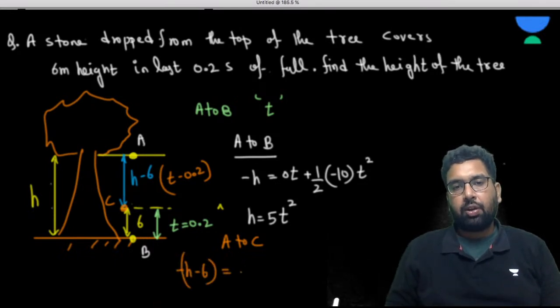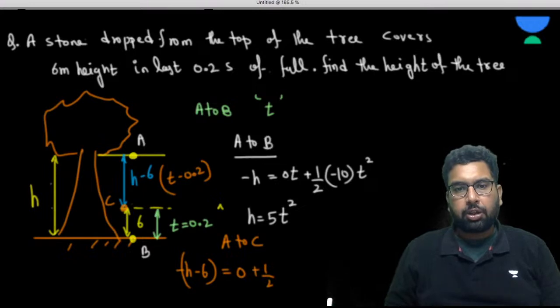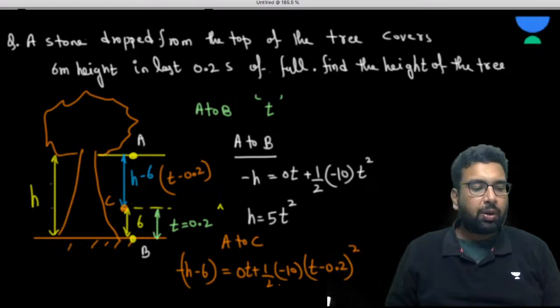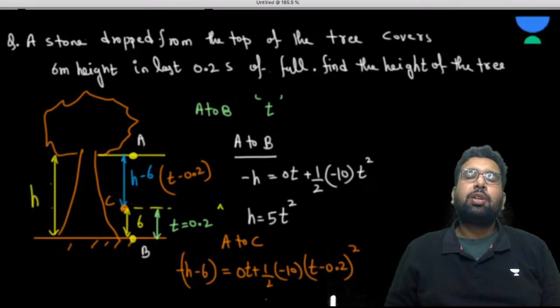What is the initial velocity? Zero. So 0 into t becomes 0, plus half, acceleration is always downward, times (t minus 0.2) whole square. Yes or no?